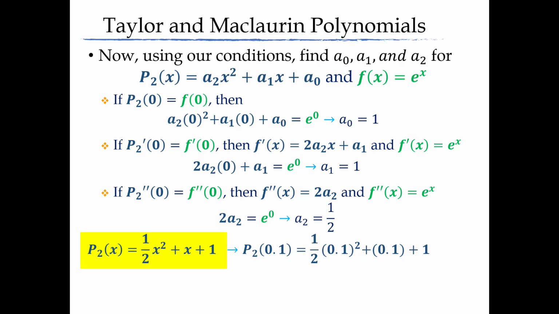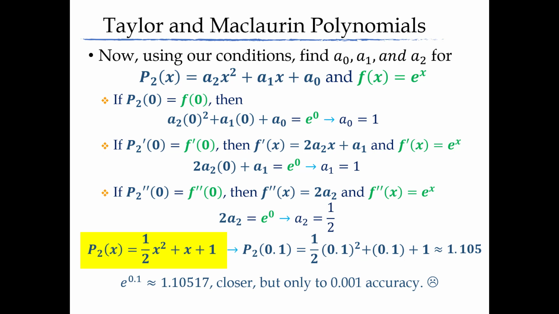Now, we could go ahead and approximate this by substituting in 0.1. If we substitute in 0.1 into all of our x's, we're going to get 1.105. Once again, we were trying to evaluate this to 0.0001 accuracy. E to the 0.1 power is approximately 1.105, and the actual value is 1.10517 if we go to 5 decimal places. This is closer, but it's still not to 0.0001 accuracy.